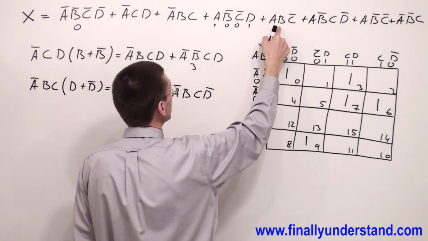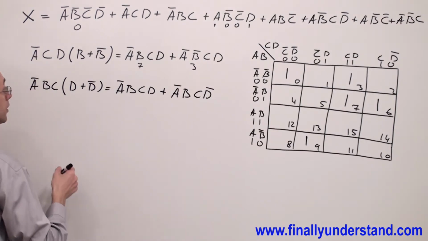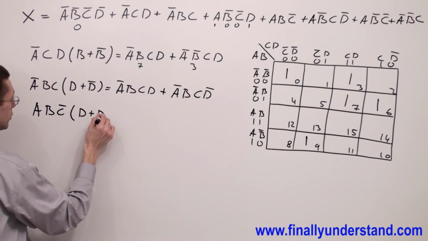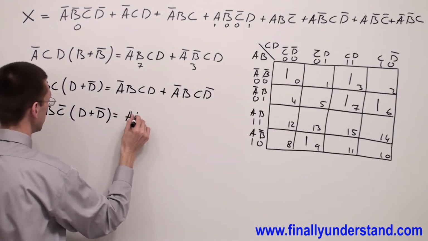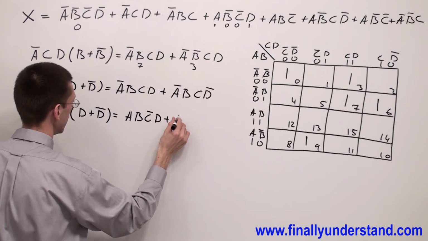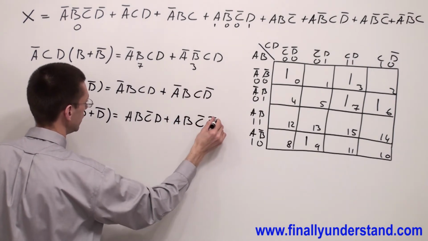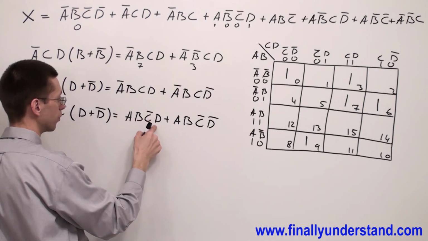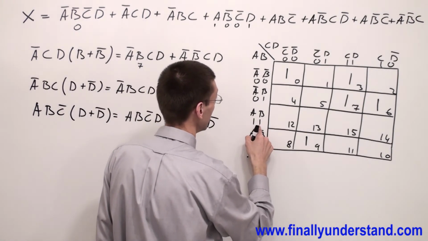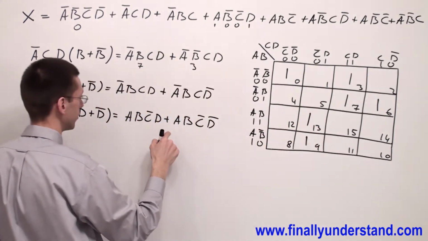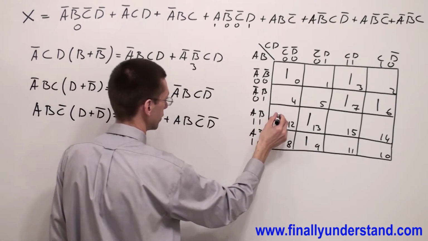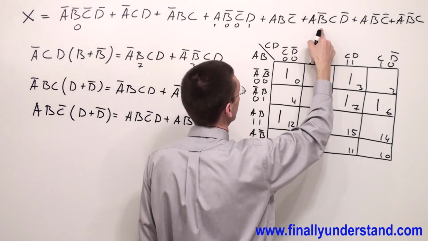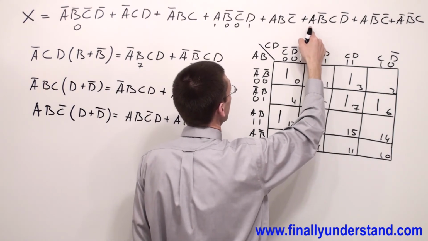This term is missing D again. I have A, B, C0, and I have D or D0. I have A, B, C0, D, or A, B, C0, D0. This is binary 13, 1, 1, 0, 1, and I have 1, 1, 0, 0. This is binary 12. Okay, I finished with this term. This term has 4 variables, so this one is okay. So I have 1, 0, 1, 0.